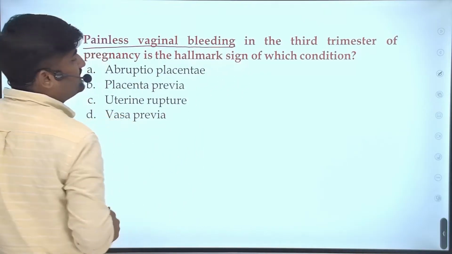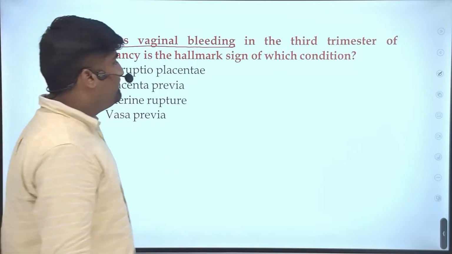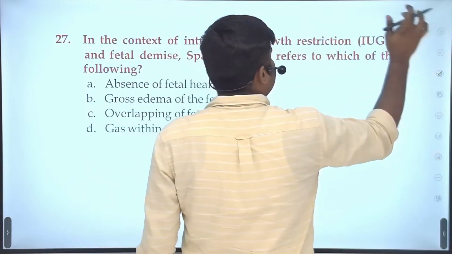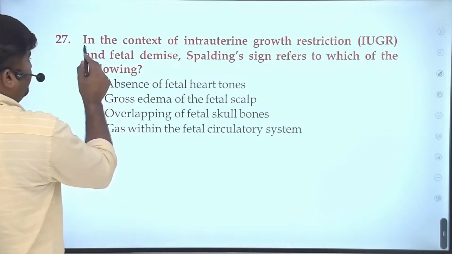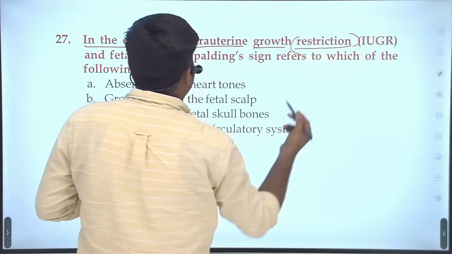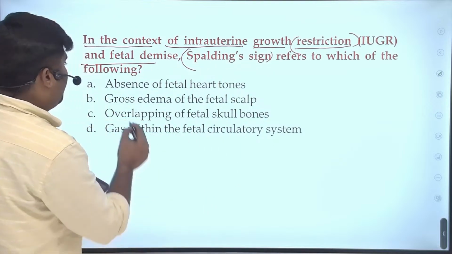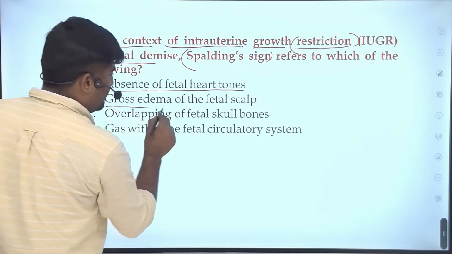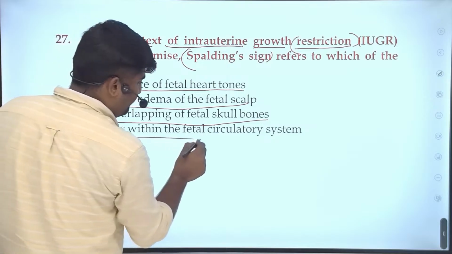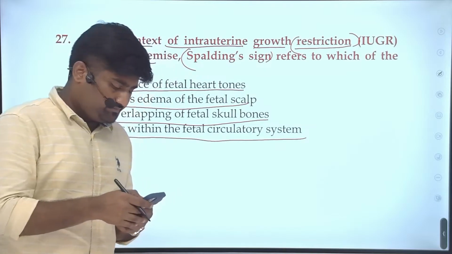Painless vaginal bleeding in the third trimester, easy question, no need to explain. Placenta previa, right? Next question. In the context of intrauterine growth restriction and fetal demise, Spalding sign refers to which of the following? Absence of fetal heart tones, gross edema of the fetal scalp, overlapping of the fetal skull bones, gas within the fetal circulatory system. Now tell me.